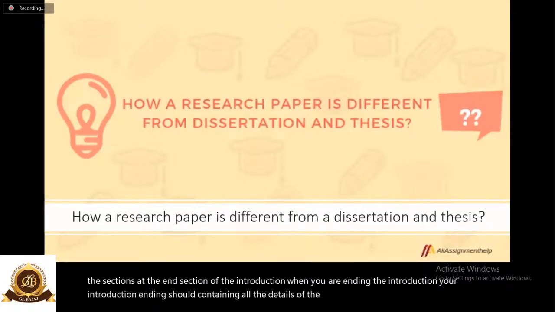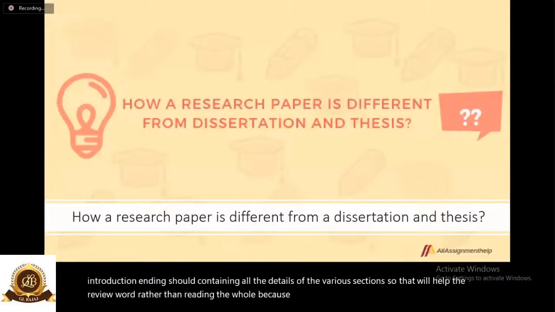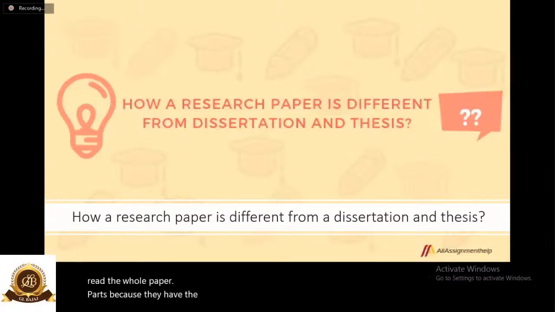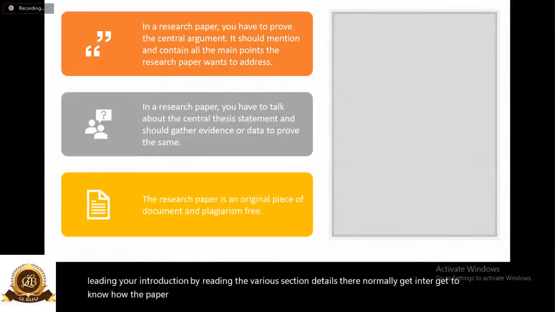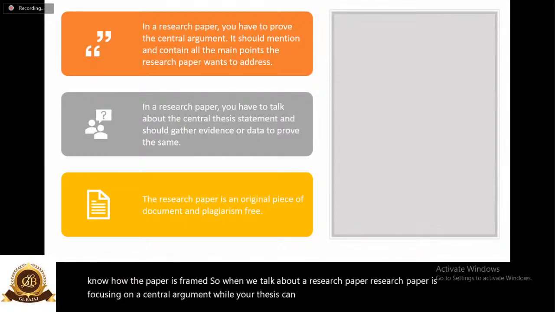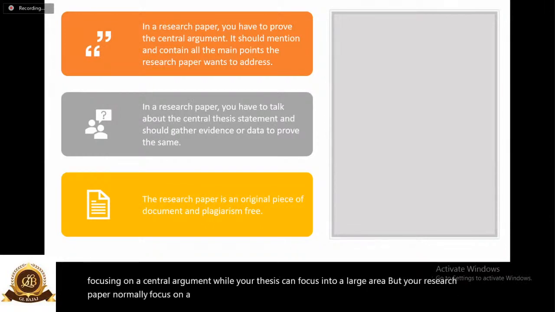So that will help the reviewer, because I can tell you that most reviewers don't read the whole paper, but because they have the knowledge and the expertise, by reading your abstract, your introduction, and the various section details, they normally get to know how the paper is framed. So a research paper focuses on a central argument, while your thesis can focus on a large area, but your research paper normally focuses on a single argument. That's the paper you are concerned about.